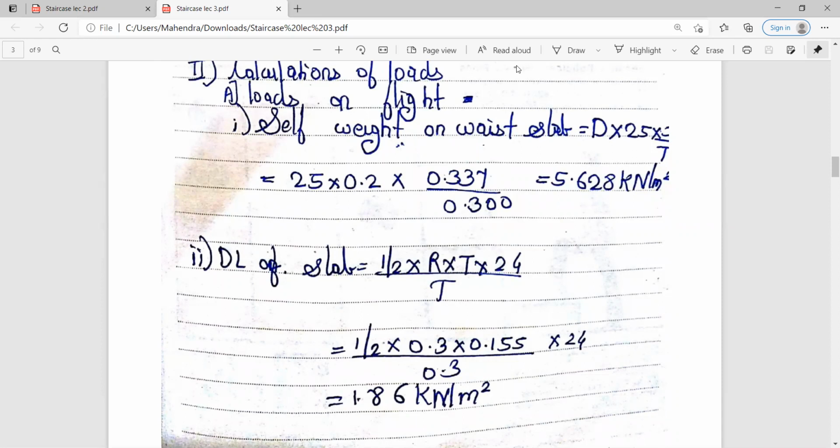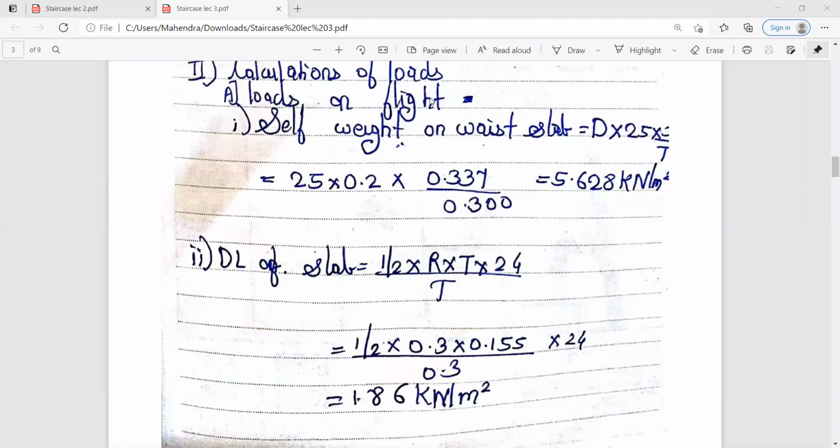upon tread, that is 300. Again you have to convert it in meter, so 0.300. So यहाँ पे आपको सेल्फ वेट ऑफ द वेस्ट स्लैब मिलता है, that is 5.628 kilonewton per meter square.